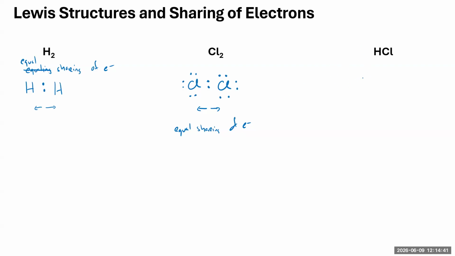The next one is HCl. Now we have two different atoms, right? H and Cl. So now, what's more up and to the right of the periodic table? Chlorine is more up and to the right on the periodic table. So we're going to say that chlorine is more electronegative.